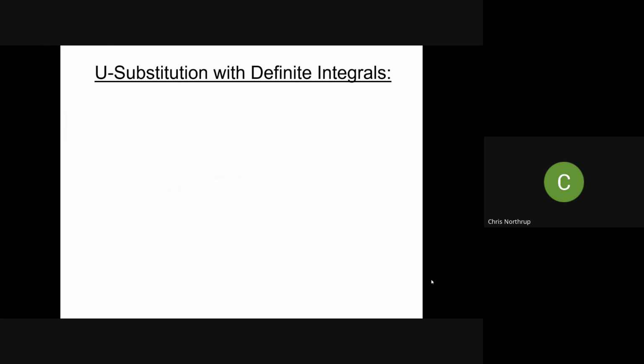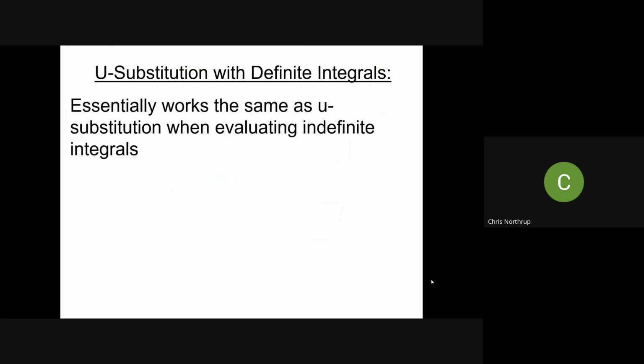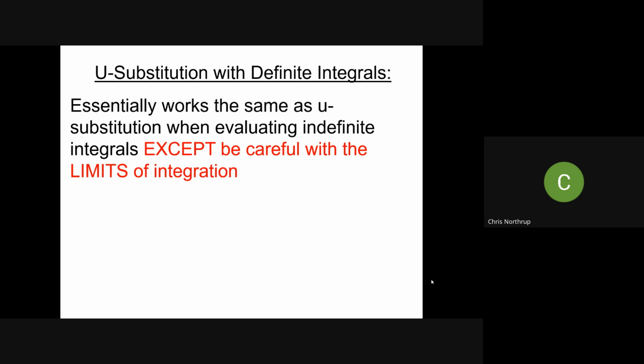Right, in this video, we're going to take a look at U substitutions with definite integrals. Basically, it's going to work the same as we've seen before, except we need to be really careful with the limits of integration. If we're changing the integrand to be a function of U, we need to make sure that the limits are also limits of U. So I'm just going to work one quick example to show you what I mean by that.